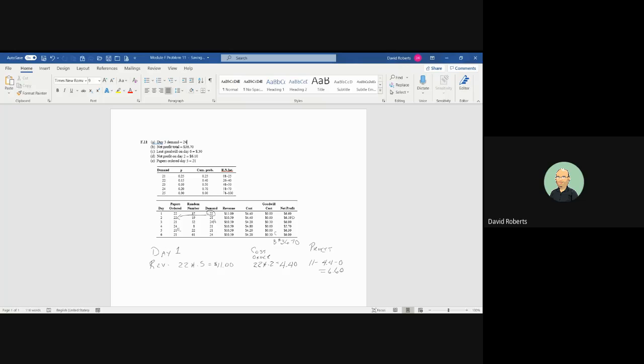So I hope you found that helpful. There is a function in Excel that will help a little bit with this, but all it does is calculate the demand based on the random number. So I'm not going to create a video for that at this point. If you want one, let me know and I'll do my best to add it.